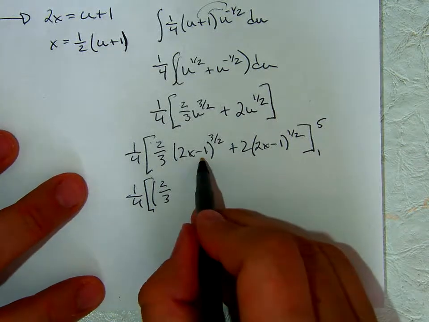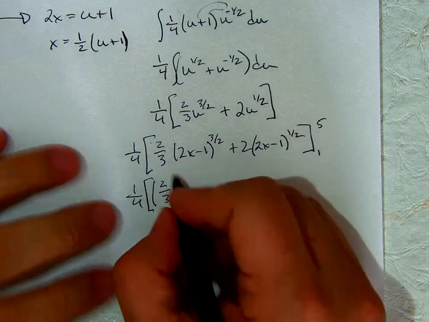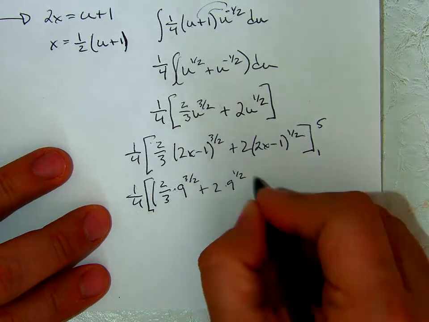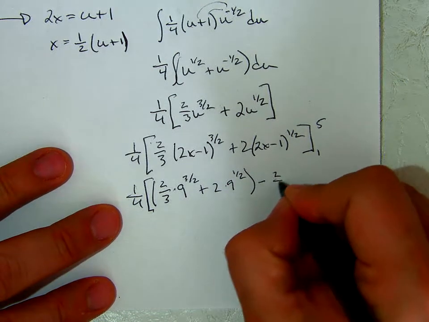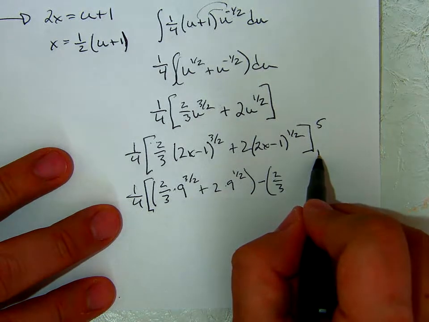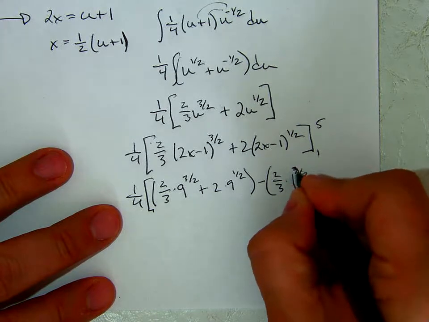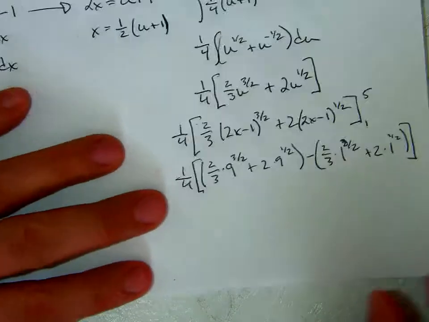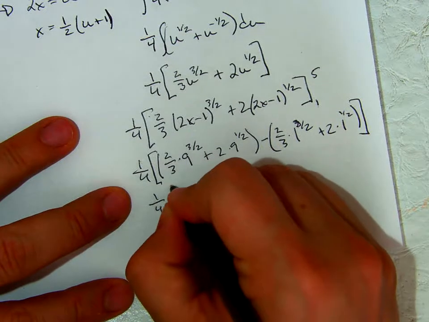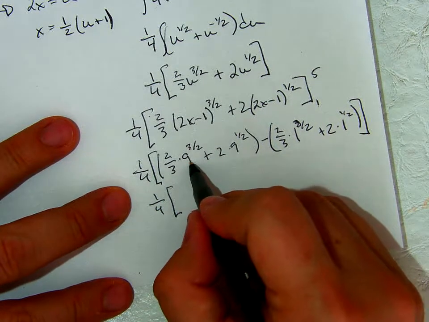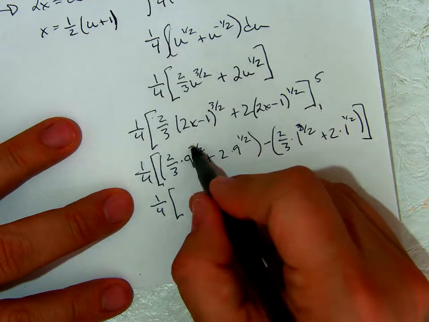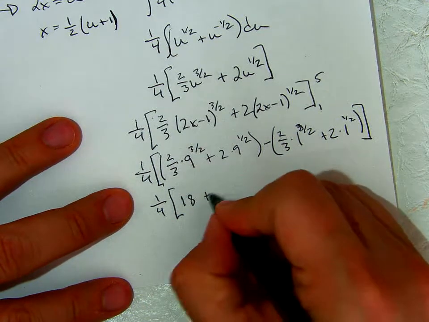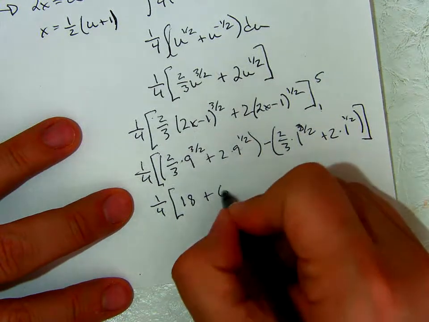So I end up with 2/3 2x minus 1. So 2 times 5 minus 1 is 9. So 9 to the 3/2 plus 2 times 9 to the 1/2 minus 2/3 times 2 times 1 is 2 minus 1 is 1. So 2 times 1 to the 3/2 plus 2 times 1 to the 1/2. And I'll just clean this up a little bit. 9 to the 3/2, remember that's the square root of 9, which is 3 to the 3rd, which is 27. So 2/3 times 27, that's going to be 18, plus 9 to the 1/2 is 3, so 2 times 3 is 6.